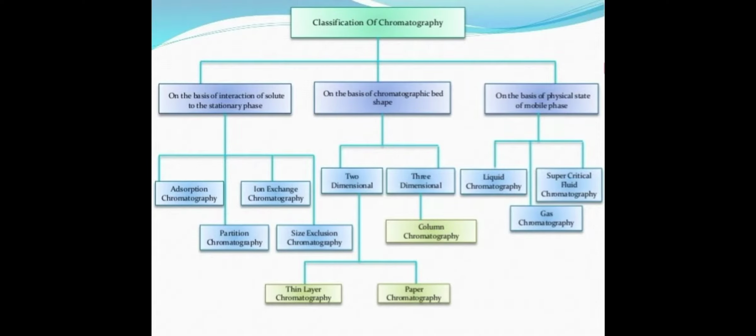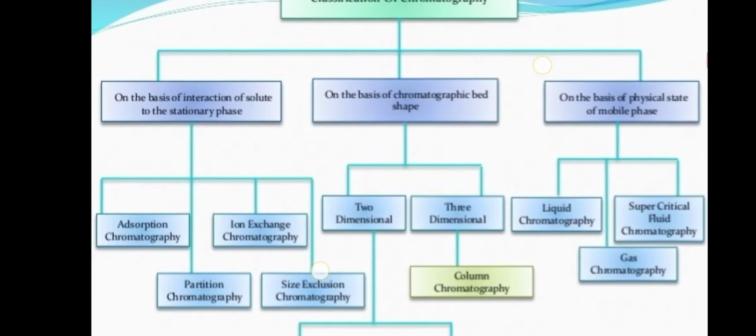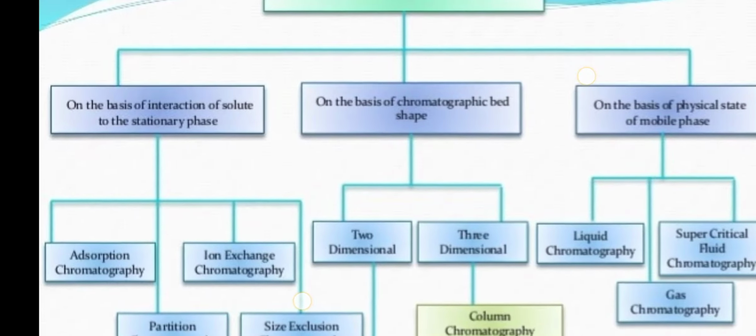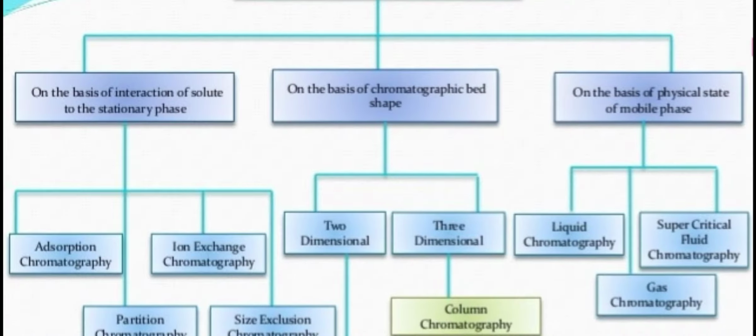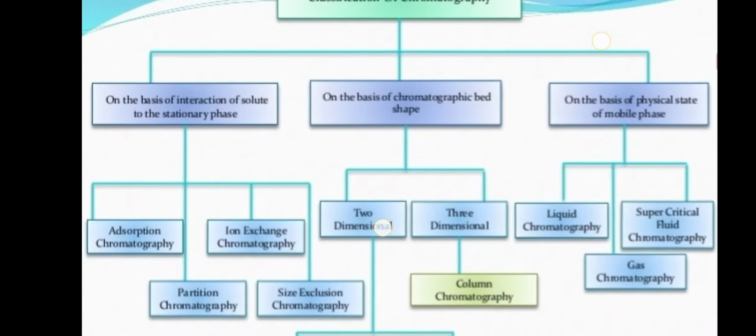Now classification of chromatography can be done on three bases. First, on the basis of interaction of solute to the stationary phase. Second, on the basis of chromatographic bed shape. And the third, on the basis of physical state of mobile phase.